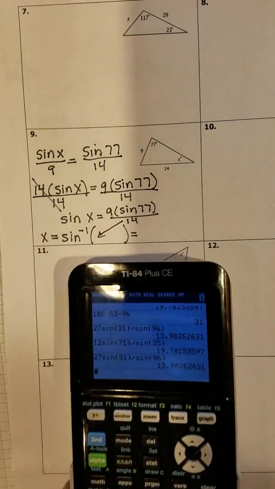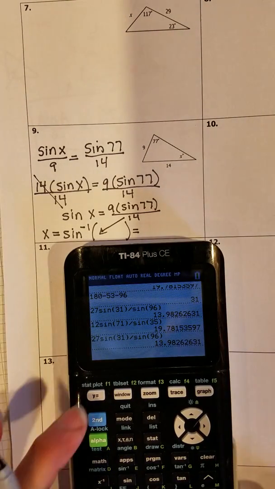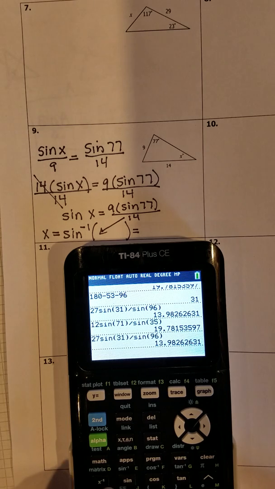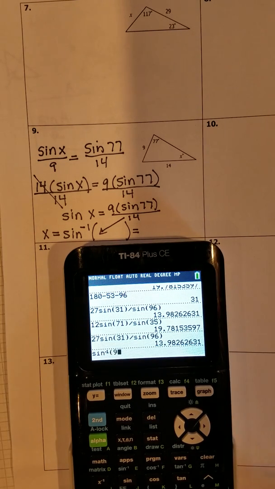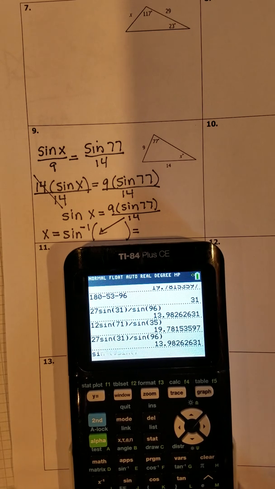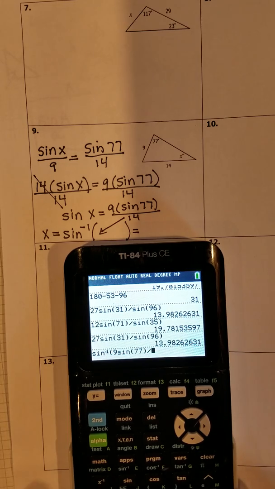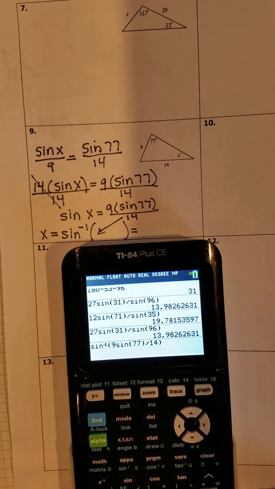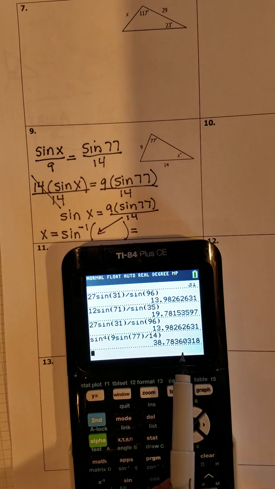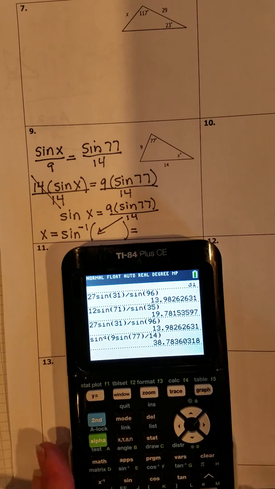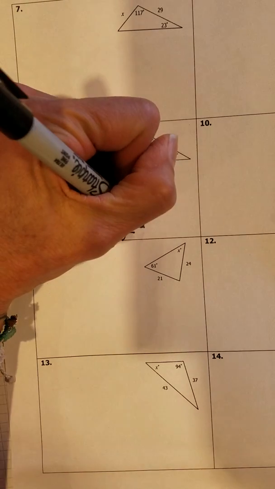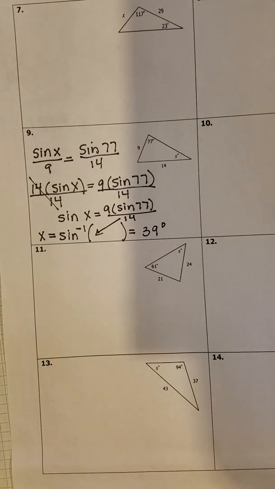So here's my calculator, and I'll show you what that looks like. Blue button here, second sine, and what am I putting in there? 9 sine 77 divided by 14, and my parentheses, equals 38.78. We always round to the nearest degree for angles, so what do we give that? 39 degrees. So x is equal to 39 degrees.